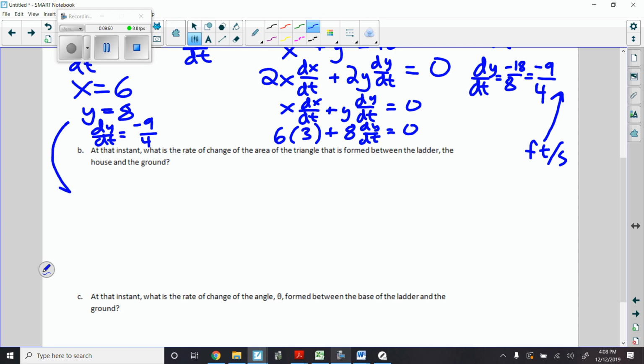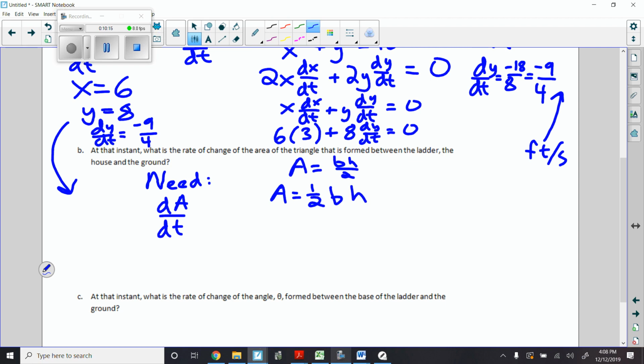All my known column can just come down. I don't need to rewrite it. What I need now is the derivative of the area of the triangle with respect to time. Now, a lot of people know the area of a triangle is base times height over 2, but people get confused doing that derivative. So I want you to get in the habit of writing area equals half base times height. It's more obviously a product rule to solve.